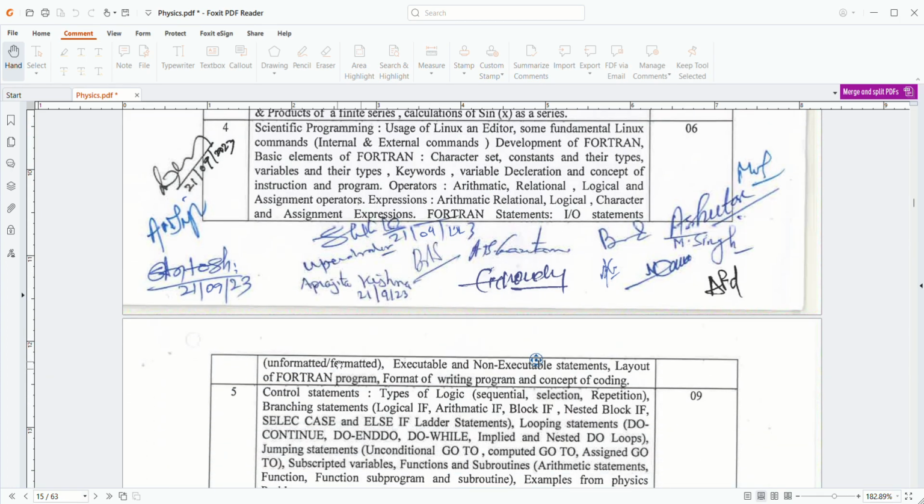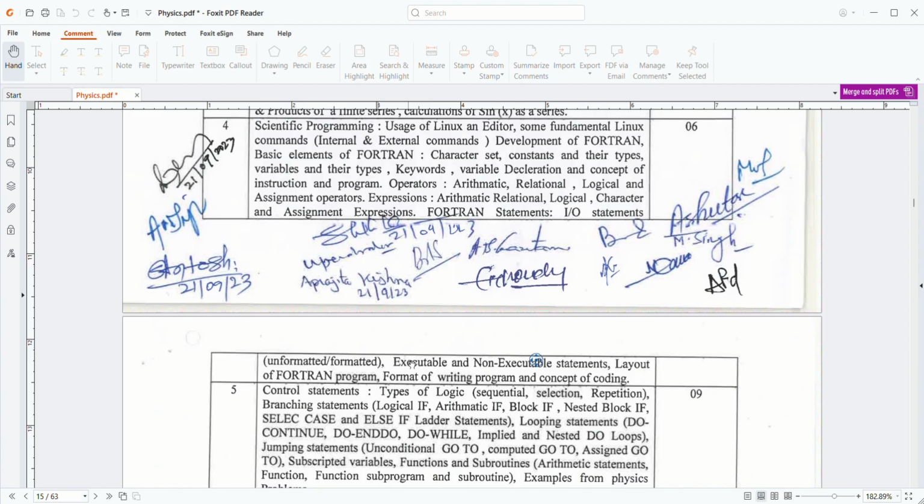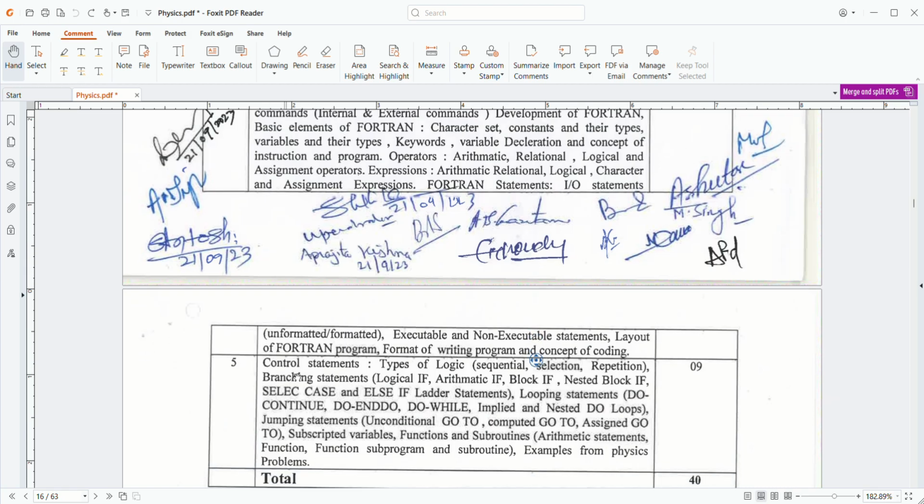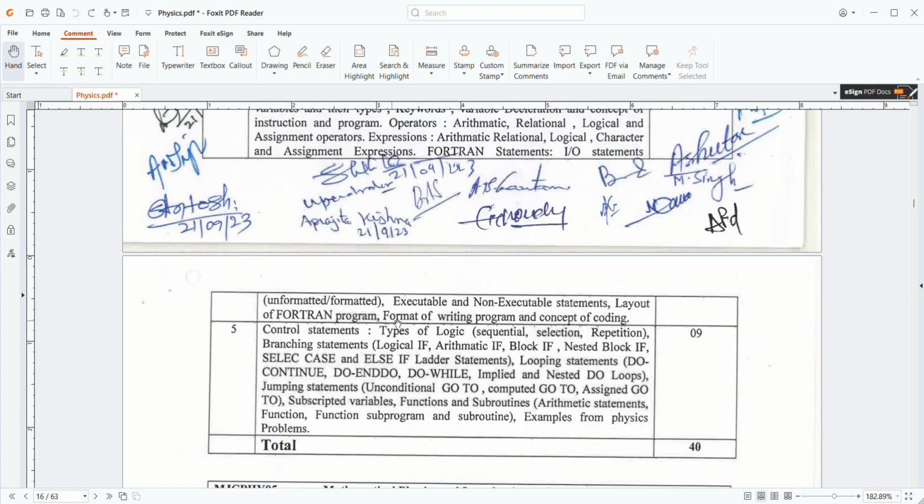Next, here remains unformatted, executable and non-executable statements, layout of Fortran program format, format of writing a program, and the concept of coding. So coding: Python, Java, C++. These are coding programming languages. So unit 5.